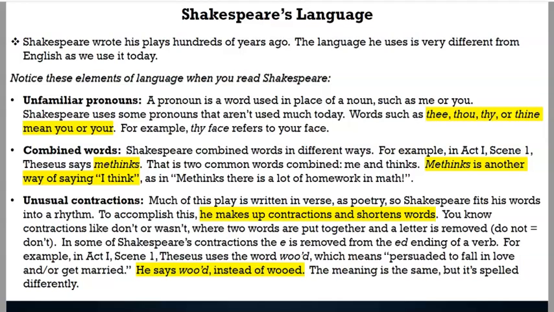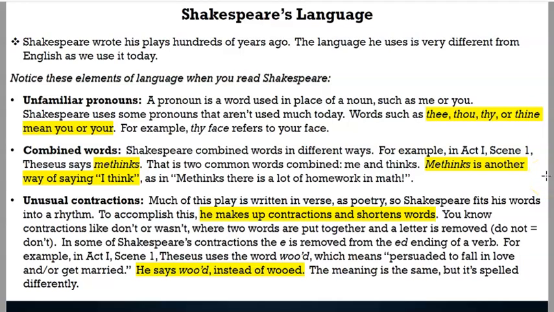All right, Shakespeare's language. Shakespeare wrote his plays hundreds of years ago. The language he used is very different from English as we use it today. Notice these elements of language when you read Shakespeare. He uses unfamiliar pronouns. A pronoun is a word used in place of a noun, such as me or you. Shakespeare used some pronouns that aren't used much today. Words such as thee, thou, thy, or thine mean you or your. For example, thy face refers to your face.